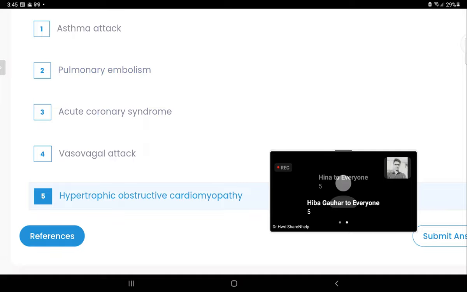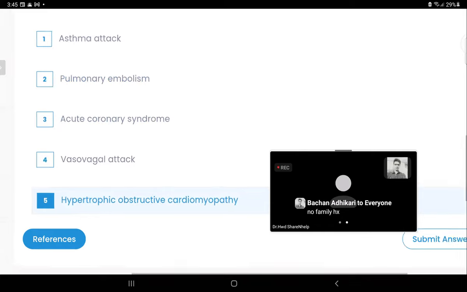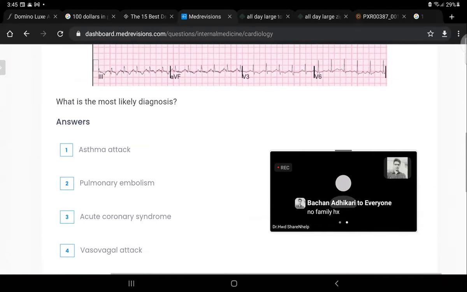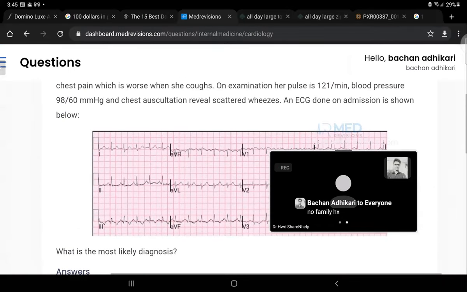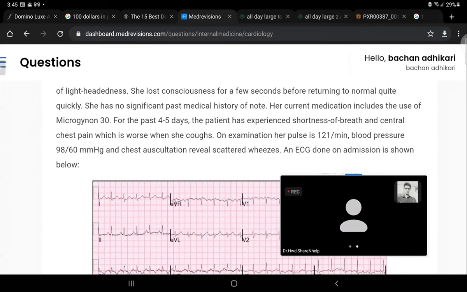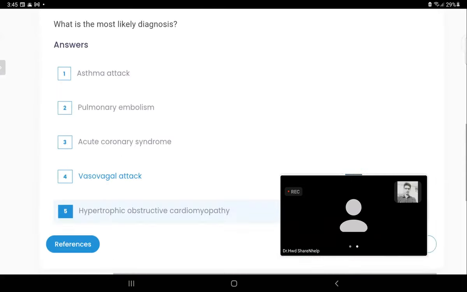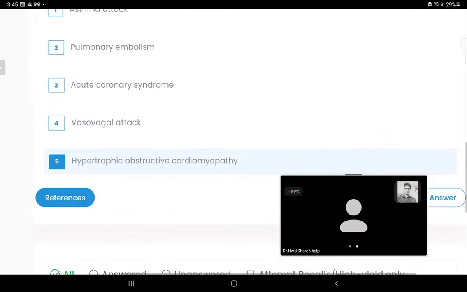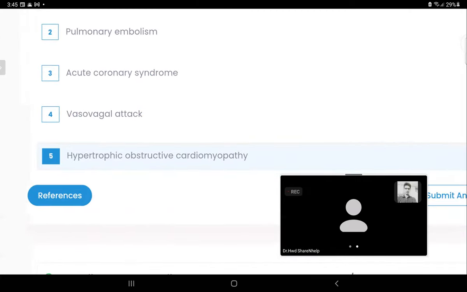Okay. Yes, can she have hypertrophic obstructive cardiomyopathy? Okay, no family history, all right. No family history, okay. But she does have shortness of breath, and central chest pain when she coughs. And vasovagal attacks. How do you differentiate between the two? Is it vasovagal or hypertrophic obstructive cardiomyopathy? I've given you all the information that was needed. Now it's your call to make.